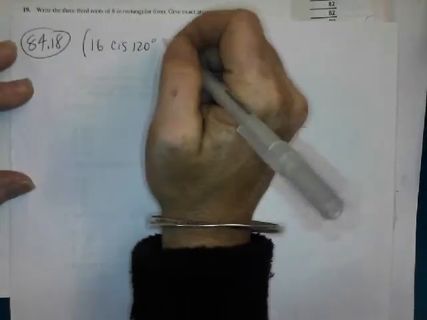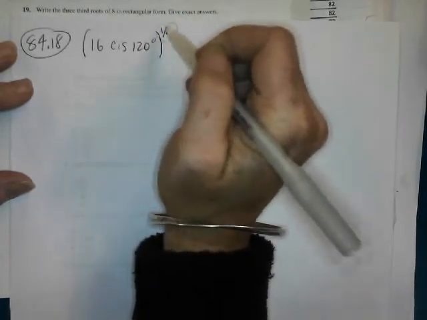Lesson 84, number 18. This says, write the four fourth roots of 16 cis 120 in rectangular form and give exact answers. So I want fourth roots, so I'm going to use De Moivre on it. You take the fourth root of 16. Oh, if only I had my calculator. Well, I know 2 times 2 is 4, times 2 is 8, times 2 is 16, so it's 2. But this is kind of bad because I don't have a calculator. Let me get a calculator.